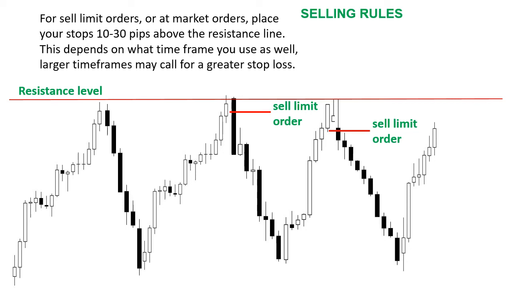For sell limit orders, or at market orders, place your stops 10 to 30 pips above the resistance line. This depends on what time frame you use as well. Larger time frames may call for a greater stop loss.